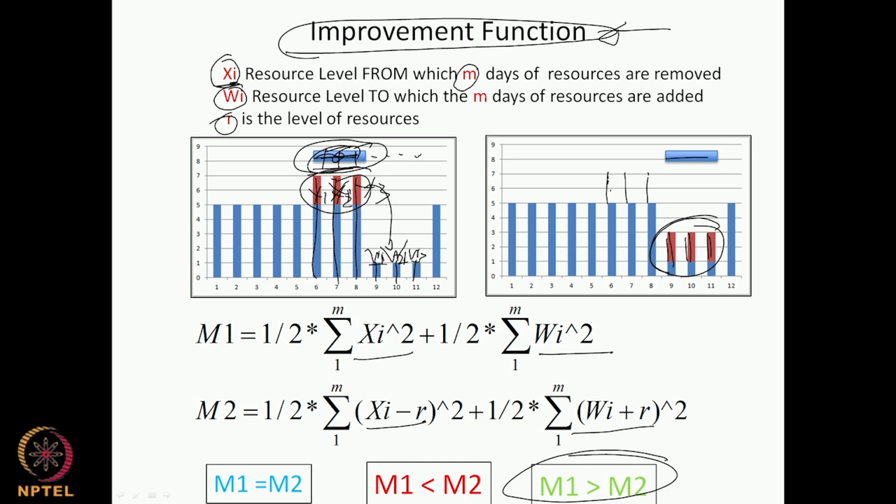You have to be careful. We will later look at why we have to be careful with m. M is the number of days of resources that are removed. Please look at this. It's the number of days of resources. It's not the number of days of shifting. This is a common problem when we start working out problems. We tend to think m is the number of days of shifting. It's not. It's the number of days of resource that are removed.